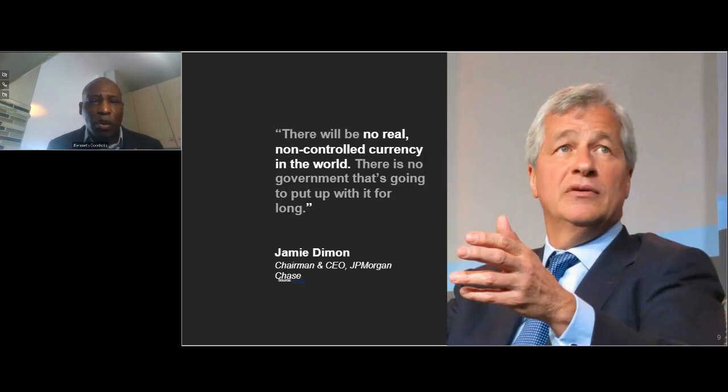Let's move a little bit more into the industrial side. And this is someone we're very familiar with, Mr. Jamie Dimon. I'm sharing this slide because one side is very much the industry perspective of the blockchain and cryptocurrency industry, and the other side is what you get on the institutional side today, from one of the leading banking firms around the world, the CEO. His comment was, there will be no real non-controlled currency in the world. There's no government that's going to put up with it for long.